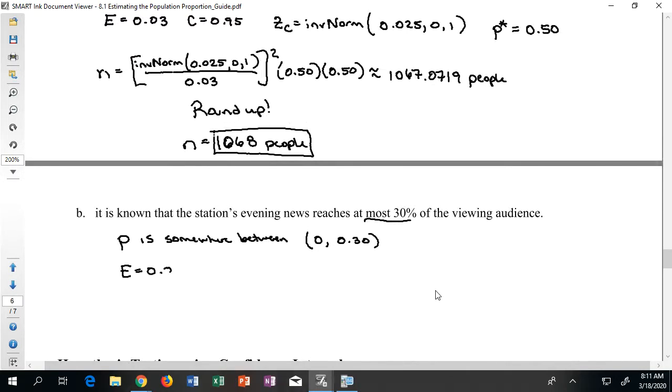I have the same value for E. I have the same value for C. I have the same setup for ZC. And my P star now has to be picked from what number in this range of values is as close to 0.5 as possible. Oh, well, seems like 0.30 is as close as I can get.